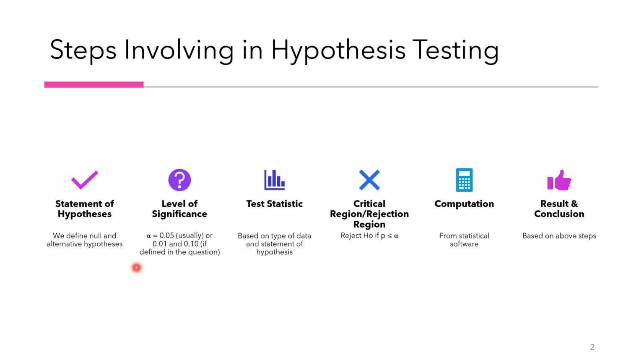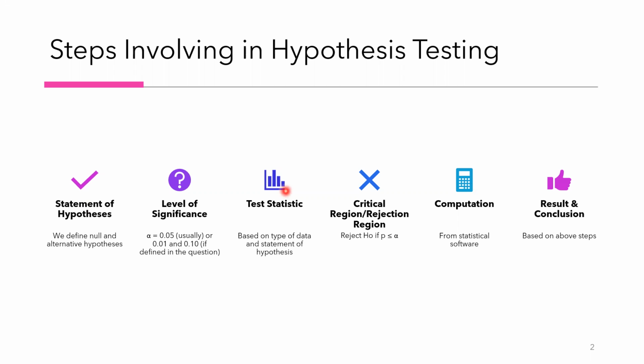Then we define the level of significance, which we take as alpha equal to 0.05, which is nothing but the type 1 error. We usually take it as 0.05, and the other values are 0.01 and 0.10, but not more than 0.10. Then we have the test statistic, which is based on the type of data and statistical hypothesis. From now on, this is our major concern, because for different kinds of data and different statements of hypothesis we have different test statistics.